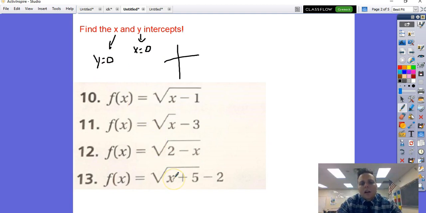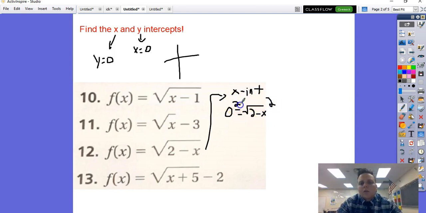All right, let's try tackling problem 12. Let's find the x and y intercepts from problem 12. First, let's talk about finding the x-intercept. What do I know about the x-intercept? That's where I cross the x-axis, and I know that y is equal to 0. And f of x is really just a fancy y, so I can say 0 is equal to the square root of 2 minus x. Now I just have to solve for x, so I'm going to do that by squaring both sides.